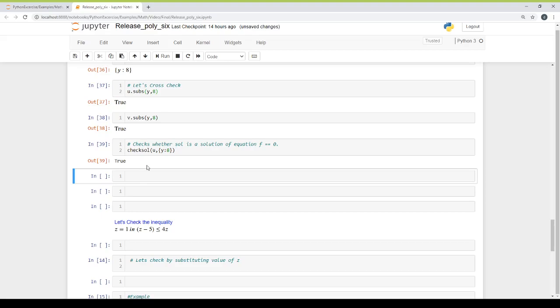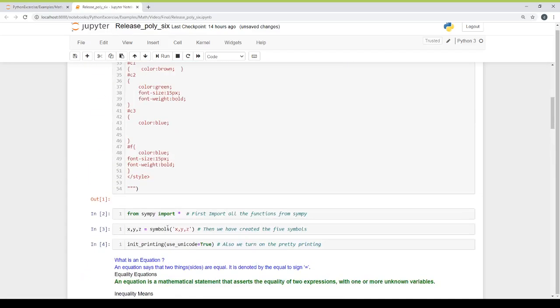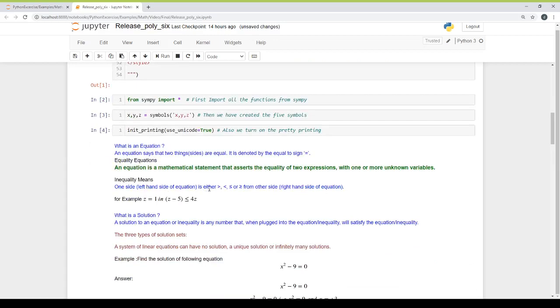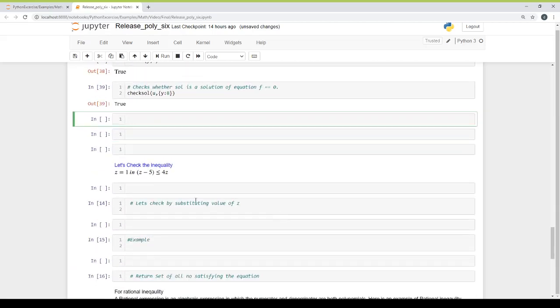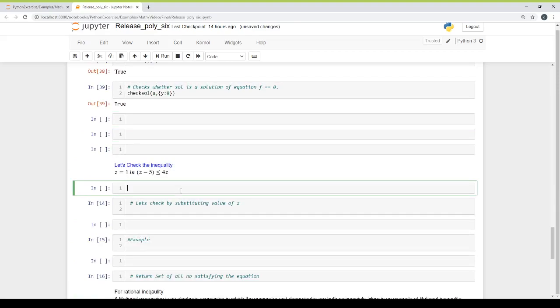Next thing is inequality. What is inequality? We have seen that one side, that is the left hand side of the equation, is either greater than, less than, greater than or equal to, or less than or equal to the other side, that is the right hand side. That is inequality, and we solve inequality in Sympy. Sympy provides us many methods to do that.